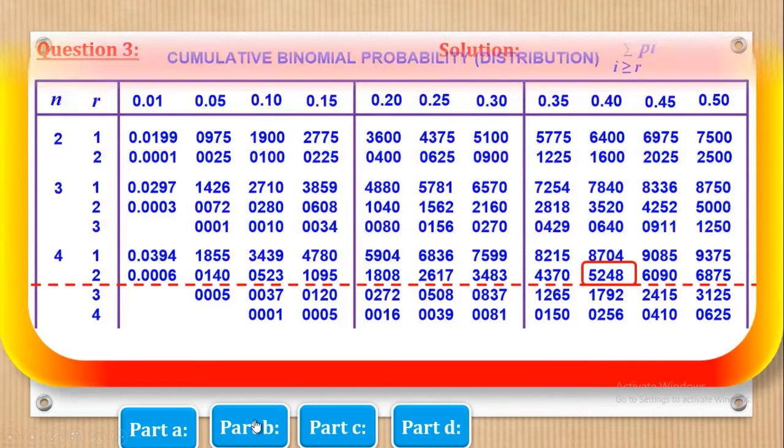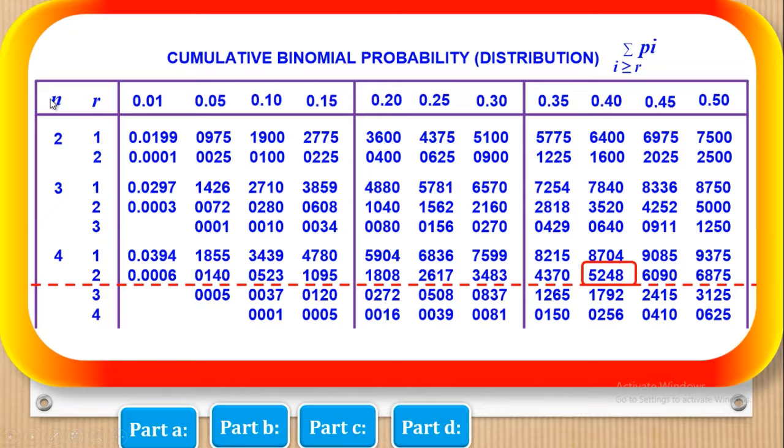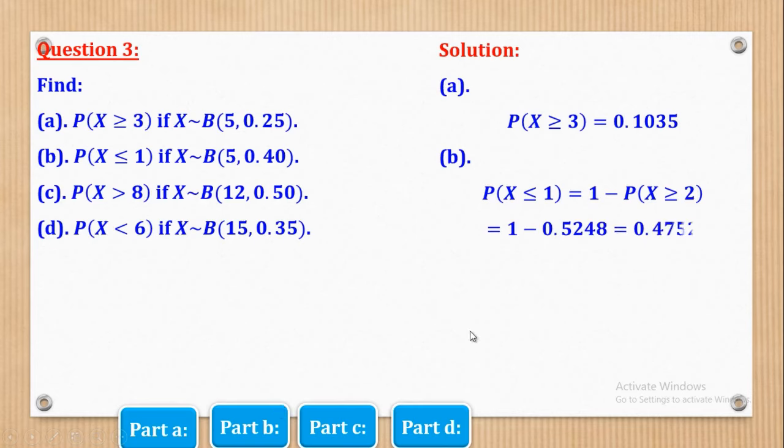So we look for those values. N is 4, r is 2, and p is 0.4. The intersection is 0.5248. So we say that this probability is 0.5248. Therefore, when I subtract, I come up with 0.4752 as the required probability.